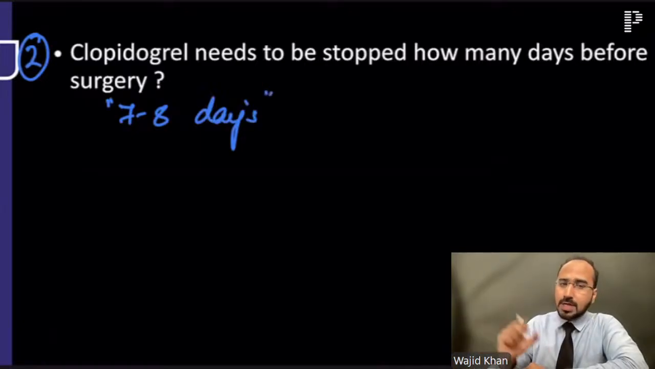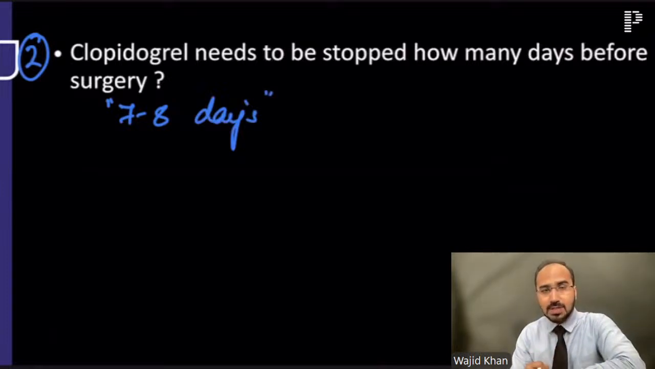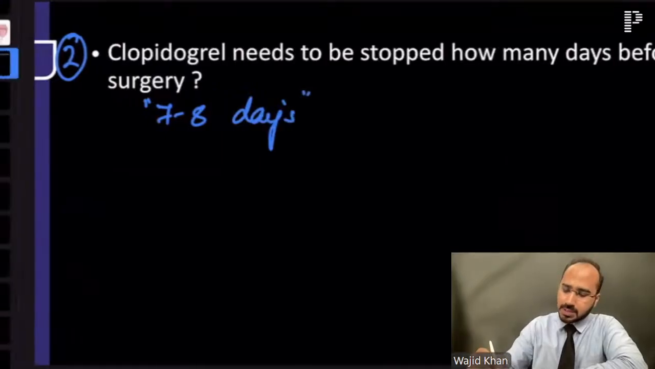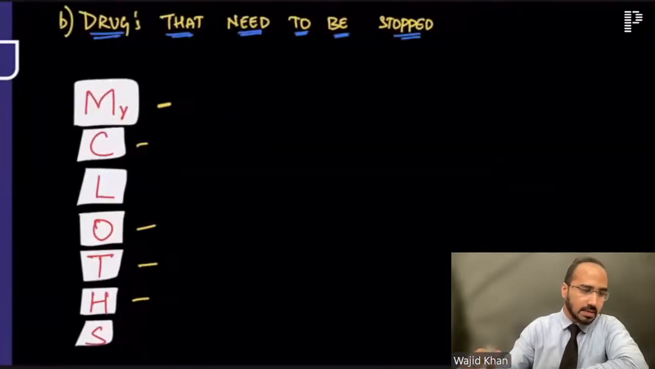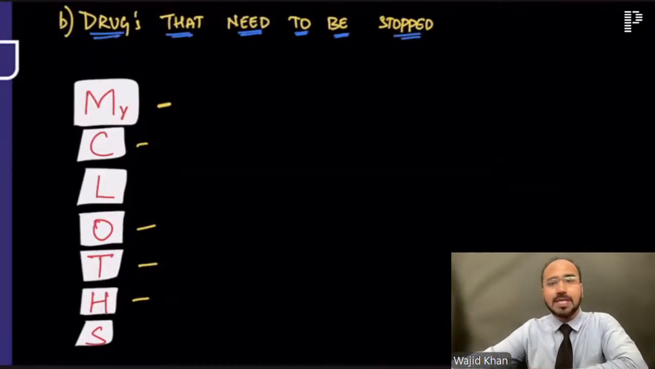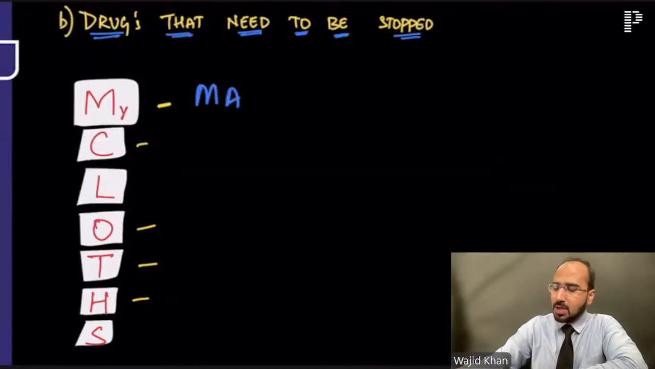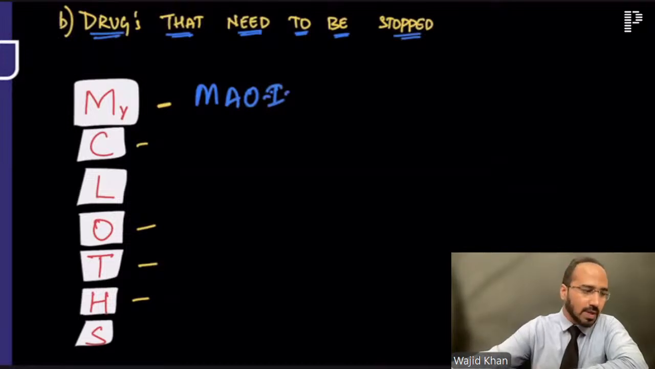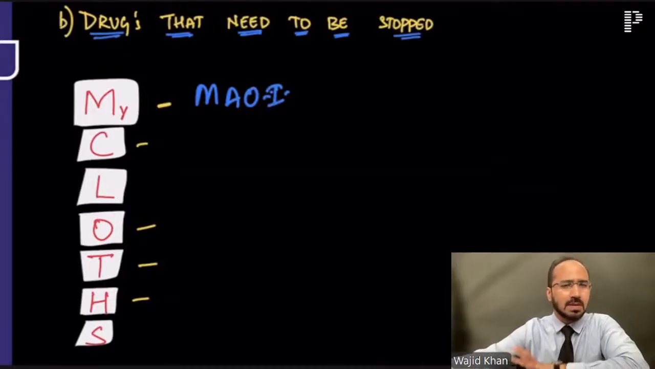When there is a point of clopidogrel, we also need to remember what drugs are stopped before surgery and what drugs can be continued before surgery. Remember, guys, the medications that need to be stopped: clopidogrel, 7 or 8 days. The medication that needs to be stopped before surgery is monoamine oxidase inhibitors. Okay. For that, there is a mnemonic, guys, which I developed. There were many mnemonics developed by me, but this mnemonic is usually fitting and we'll easily remember it.